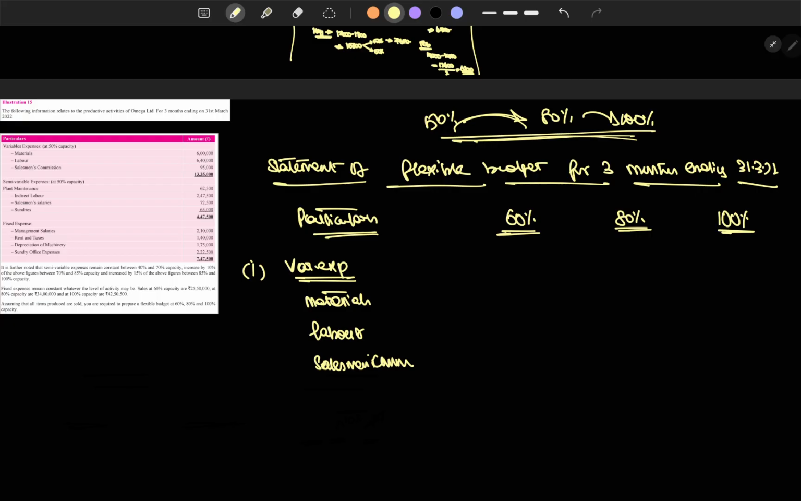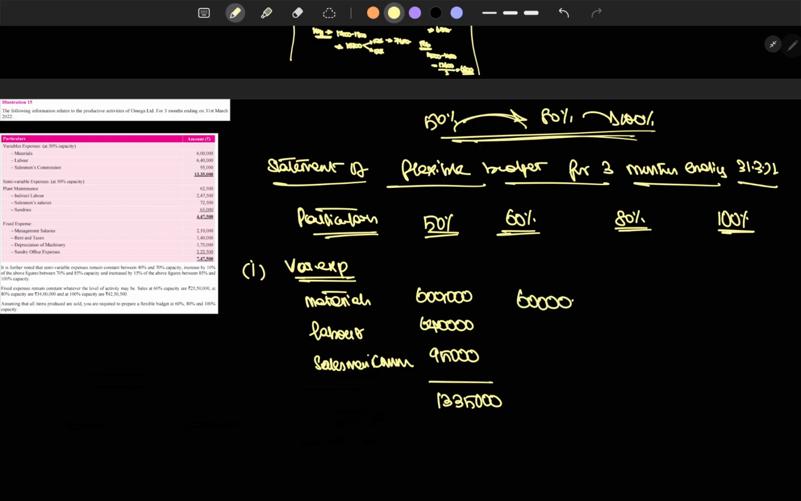All these were given for 50 percentage unit level. Let's put 50 percentage here also. Okay, 6 lakh, 6,40,000, 95,000. Okay, 13 lakh 35,000. Now this 6 lakh is there, no?